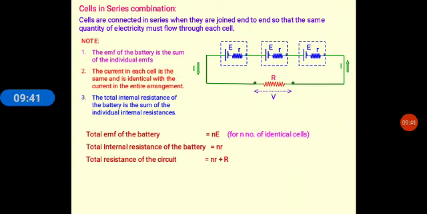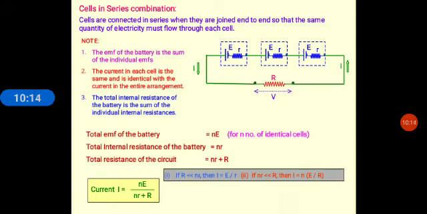Therefore, the total resistance of the circuit is equal to the sum of the total internal resistance of the battery and the external resistance connected across the combination. The current flowing through the combination is given by the ratio of the total EMF of the battery to the sum of the total internal resistance and the external resistance.